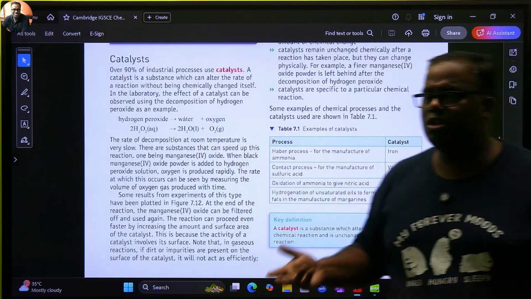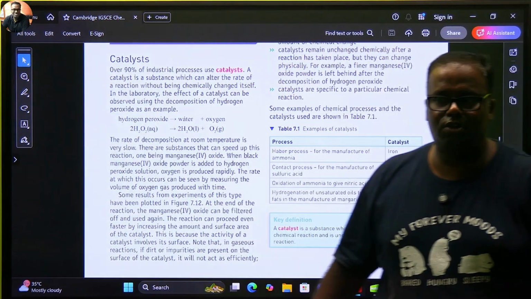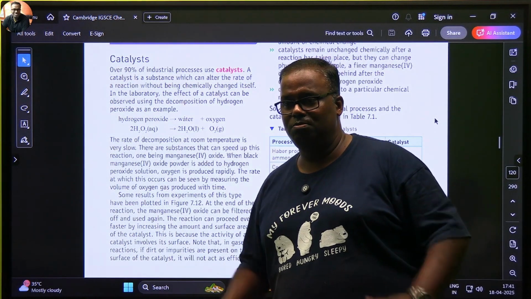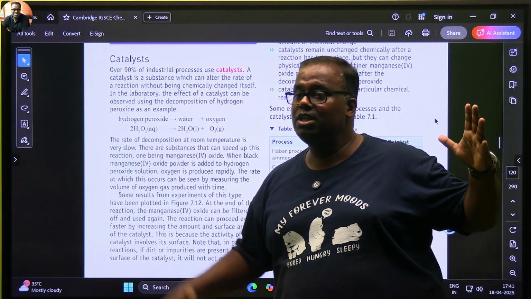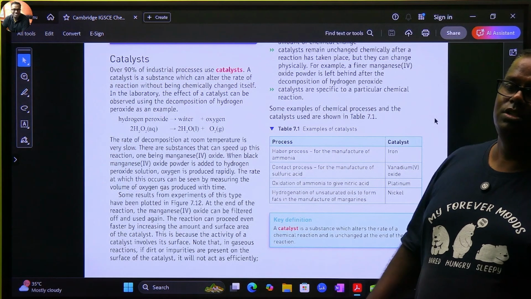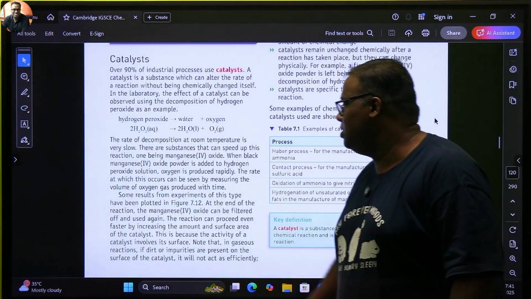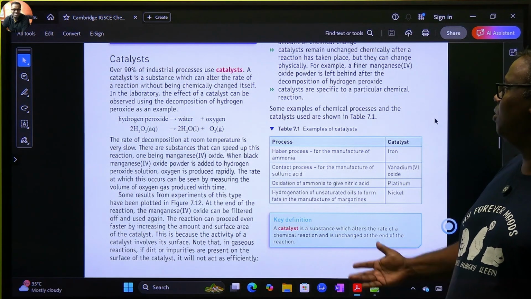Let me give you one balloon to blow up and give her one balloon to blow up. How do you know who is blowing up the balloon faster? By the way the balloon's surface area is increasing. If you give it to a kiddo, the balloon will be only this much level. It doesn't go up, right? The same thing out here. Some results from experiments of this type have been plotted in 7.12.